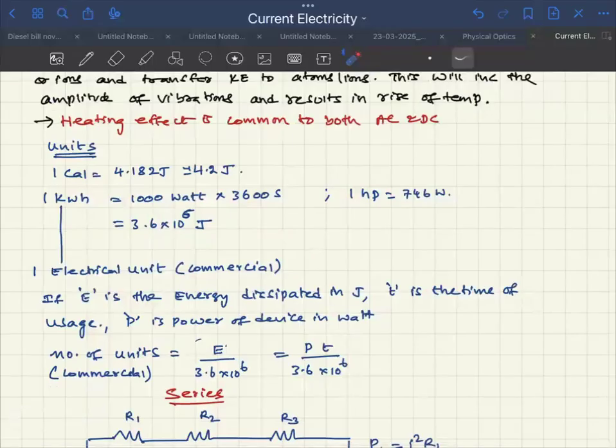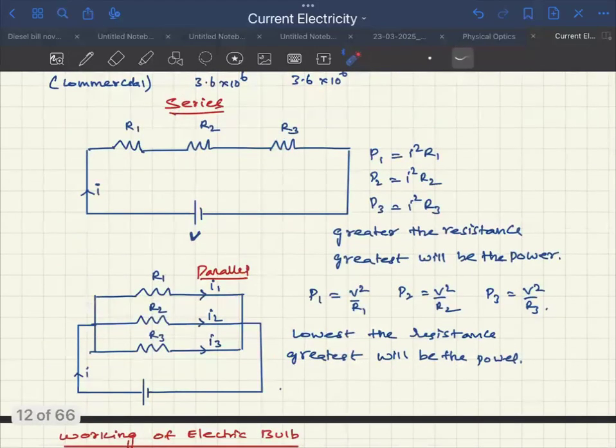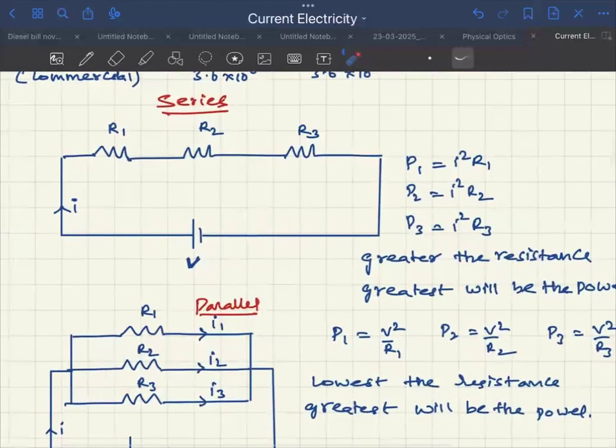But as I told you in yesterday's class as well as today's class, we'll focus on basics. Now, suppose the resistors are connected in series, through each resistor the current is the same. But the power delivered across each resistor is not necessarily the same because it depends on resistance.